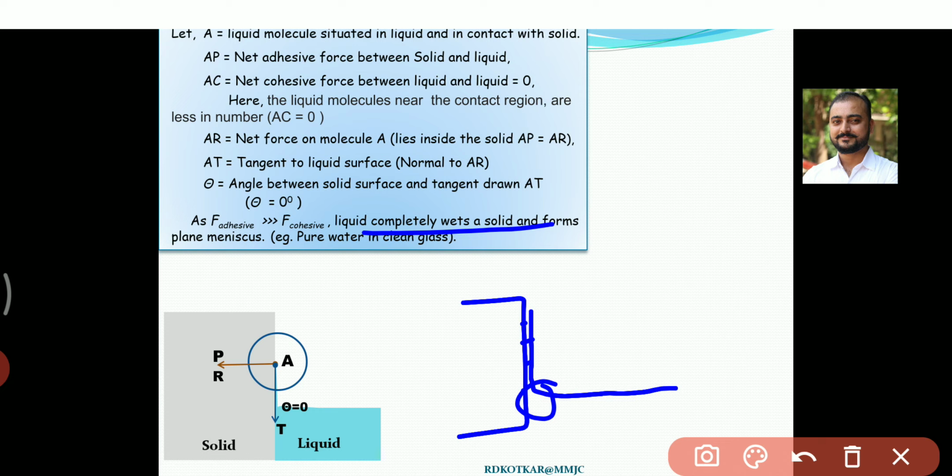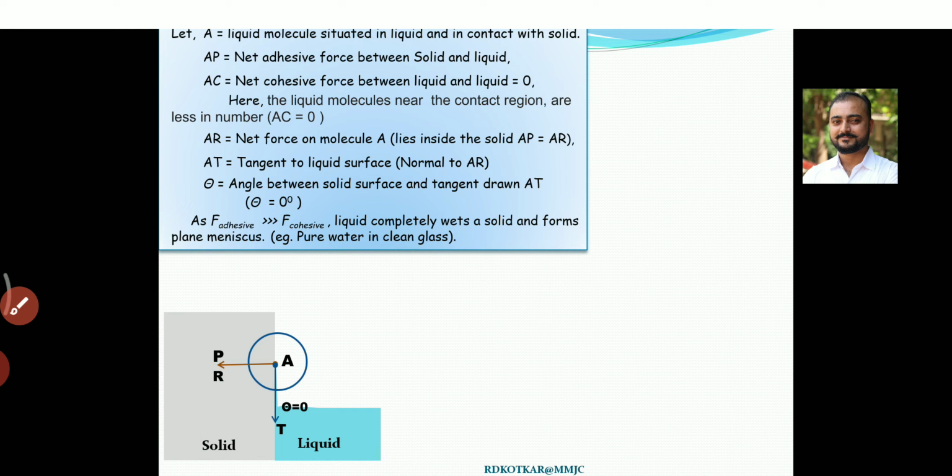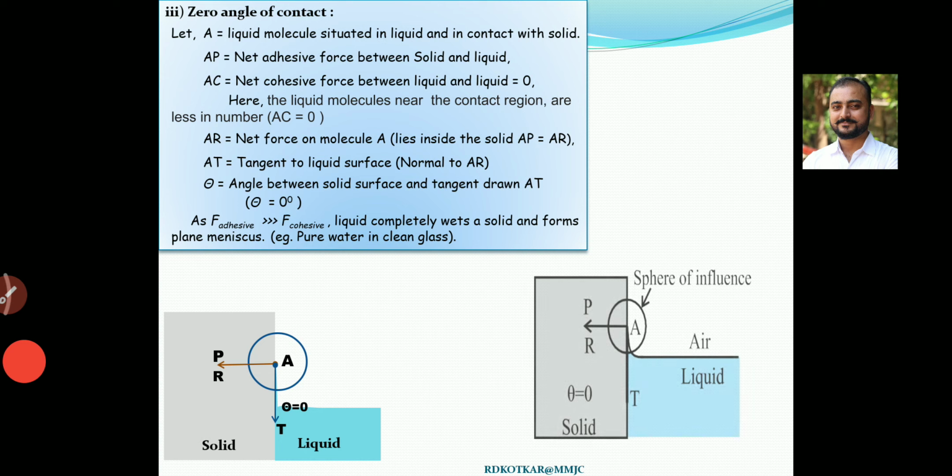And the example of this can be given by a simple one, that is pure water in a clean glass, means the glass plate or the glass used should be clean as well as the water should be pure. Then you can observe there is the formation of zero angle of contact. Okay, remember here zero angle of contact. Then there should be the formation of plane meniscus in which the liquid completely wets a solid, and the example can be given: pure water in a clean glass. Okay, and formation of meniscus as a plane meniscus.